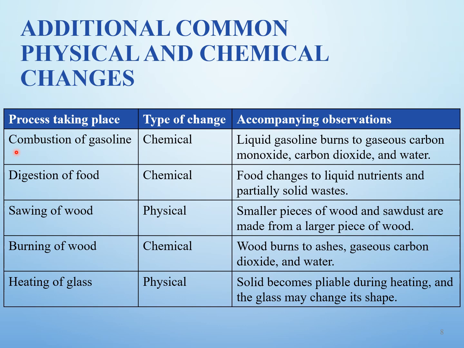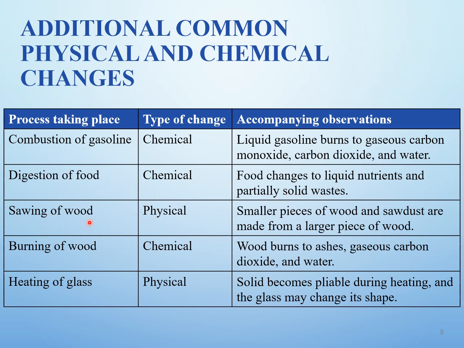Now we want to talk about combustion of gasoline, so it's also burning, definitely chemical. When you burn gasoline, it turns into carbon monoxide, carbon dioxide, water, basically the usual combustion process. Digestion of food is also chemical because obviously we're changing our food to liquid nutrients and partially solid waste, and we obviously absorb the nutrients.